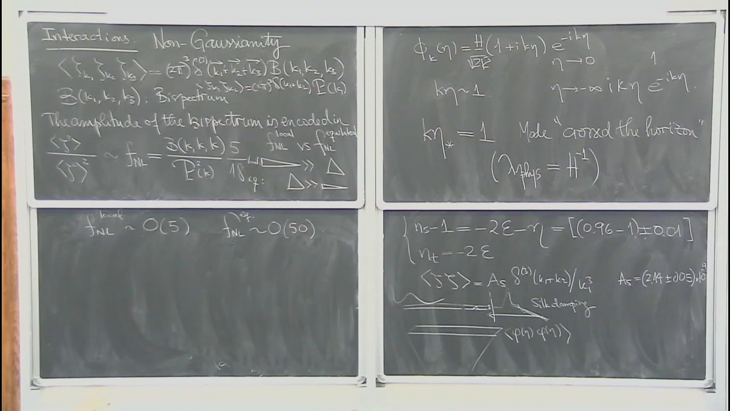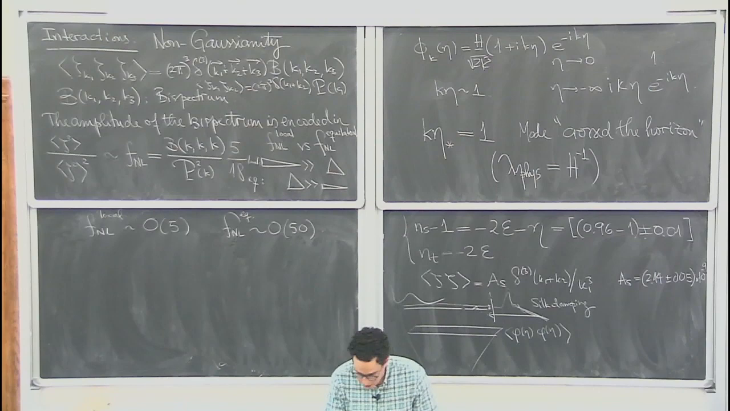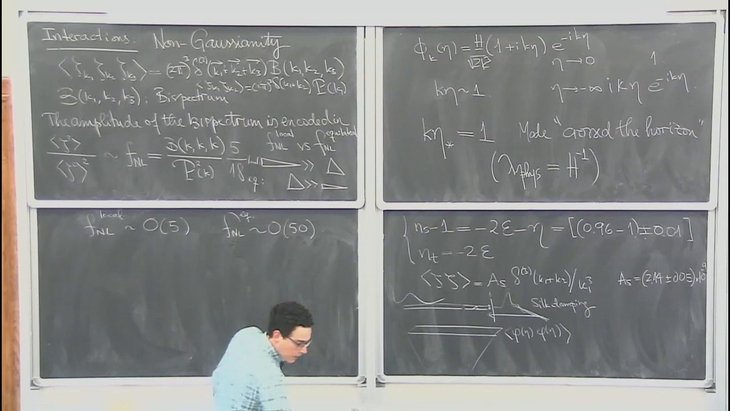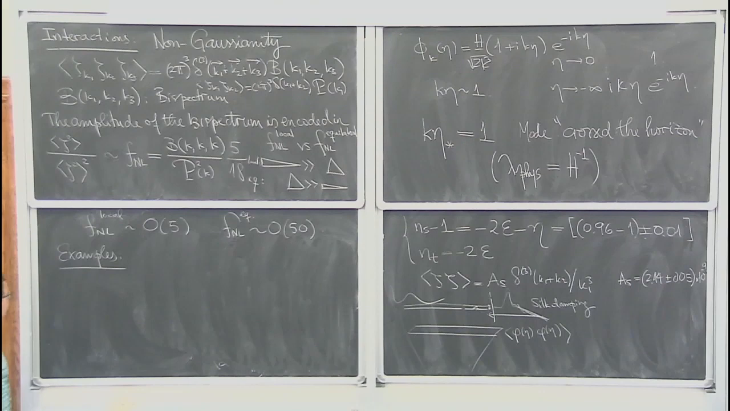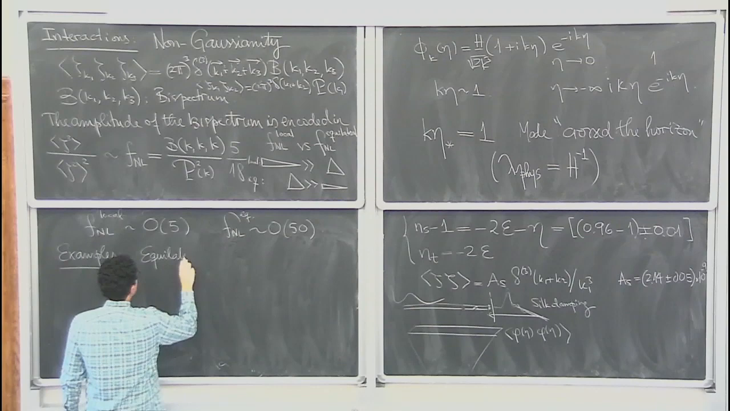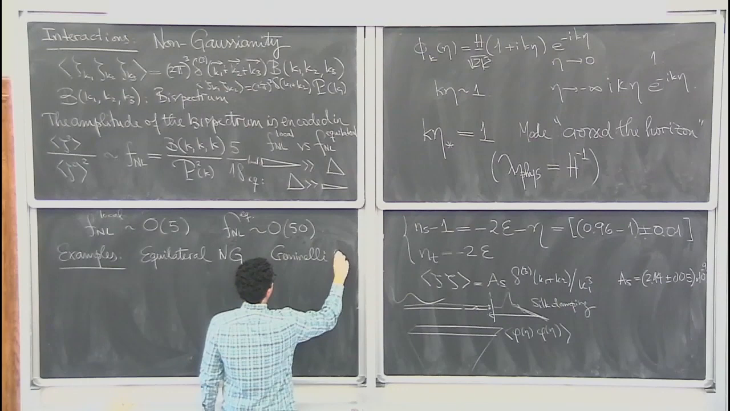So this is related to the size of the three-point function. Now we're going to talk about some examples of how you compute and what kind of physics they encode, the different three-point functions. So what's the first thing you can have? The first example, I alluded to it, is the one that Maldacena computed, but it's more complicated. So I'll start with a simpler example of equilateral non-Gaussianity, which was computed by Creminelli in 2004.